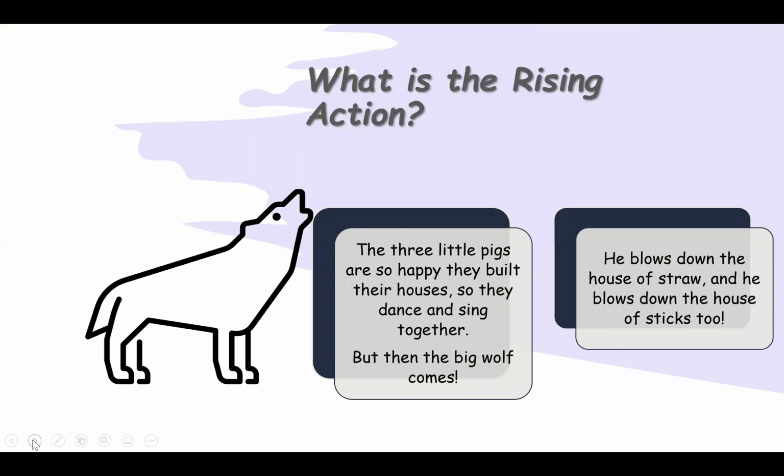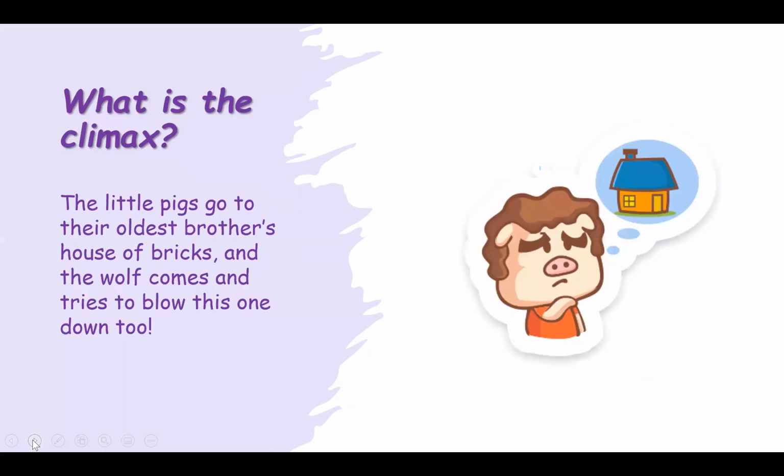What is the rising action? The three little pigs are so happy they built their houses, so they dance and sing together. But then the big wolf comes. He blows down the house of straw, and he blows down the house of sticks too. What is the climax? The little pigs go to their oldest brother's house of bricks, and the wolf comes and tries to blow this one down too.